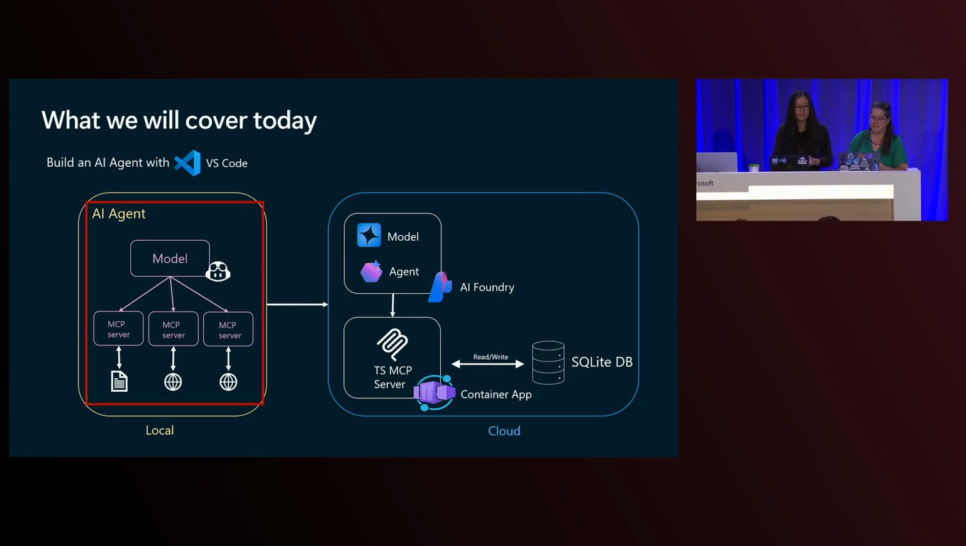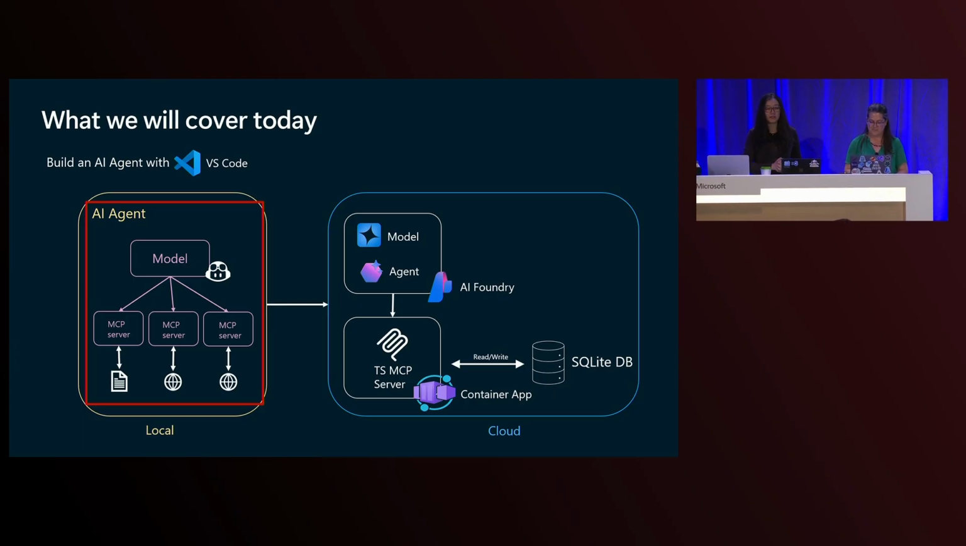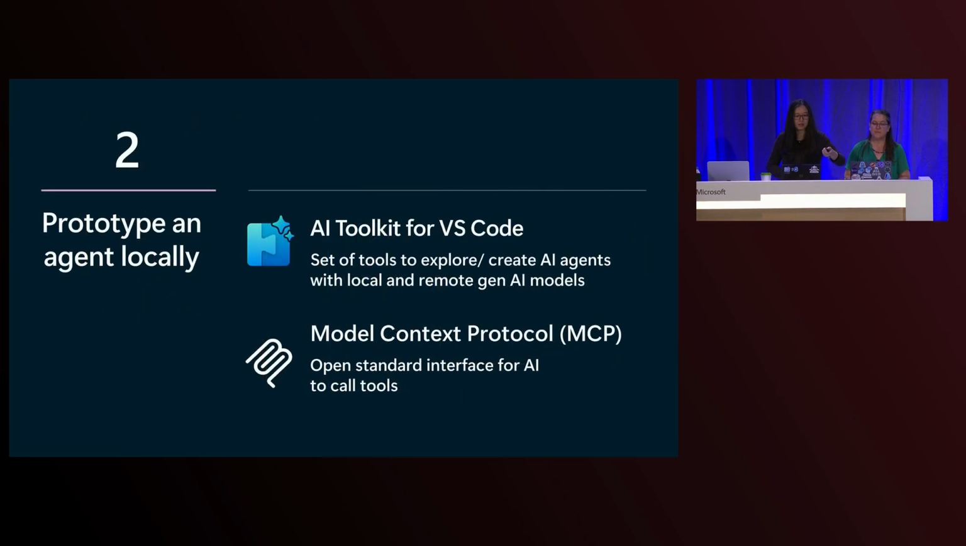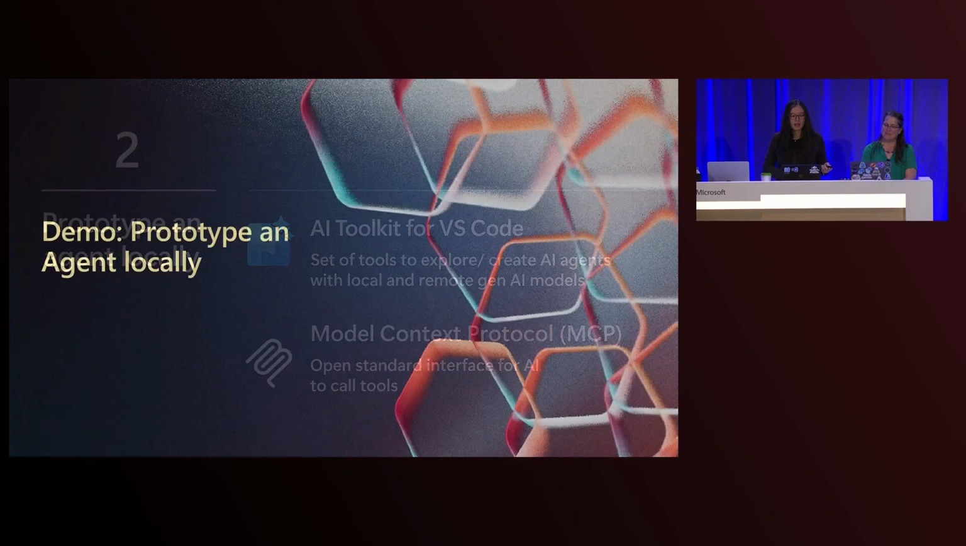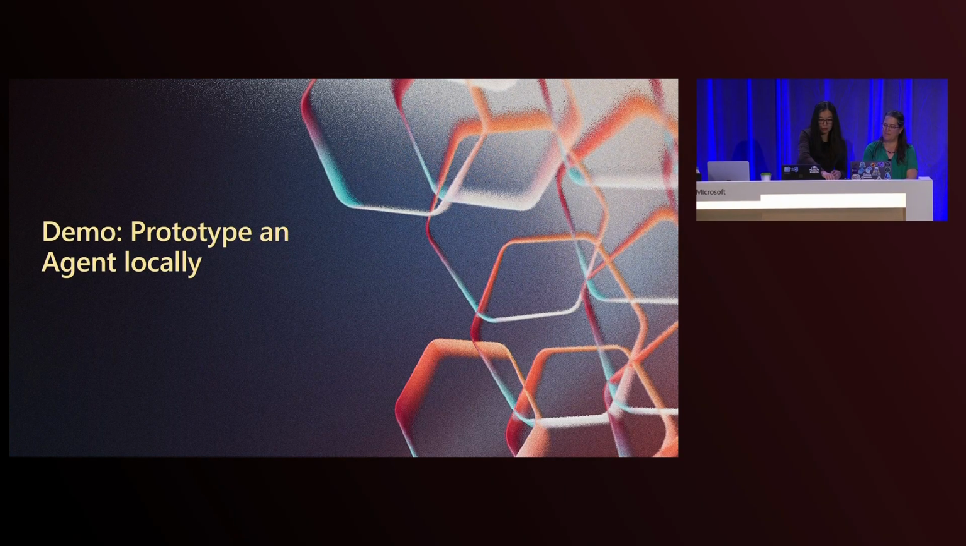Cool. All right. Now let's take the MCP server that Lori just built and turn that into a full AI agent. And I want to show, oh, actually, let me go through that slide real quick. So the tools we're going to use, the first one is an extension for VS Code called AI Toolkit, which really is a set of tools that helps you explore different models and create AI agents, either with local or remote models. And you can do all that entirely locally on your box. And second of all, of course, we're going to use MCP. All right, let's switch over to my machine.